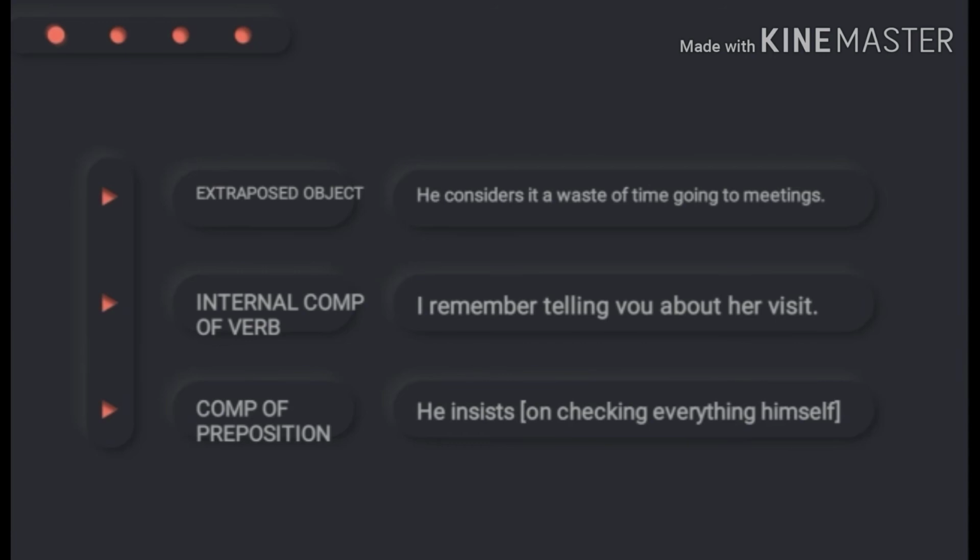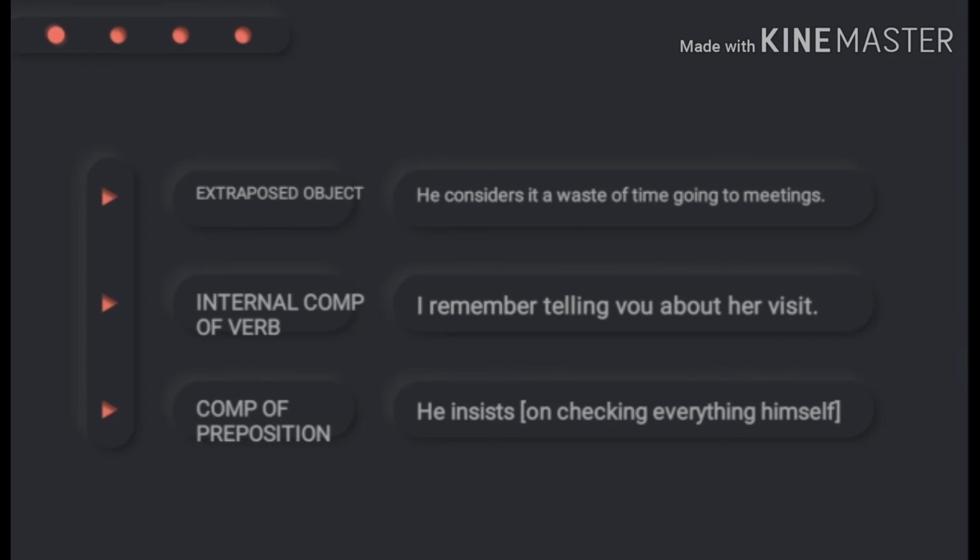So the next function is internal complement of verb. In this case, the gerund participle occurs after the verb and becomes a complement of the verb. The example is I remember telling you about her visit. In this case, the gerund is the complement of the verb.